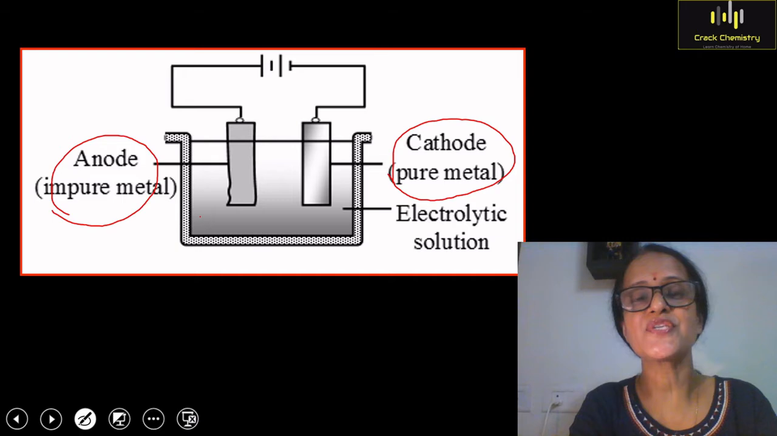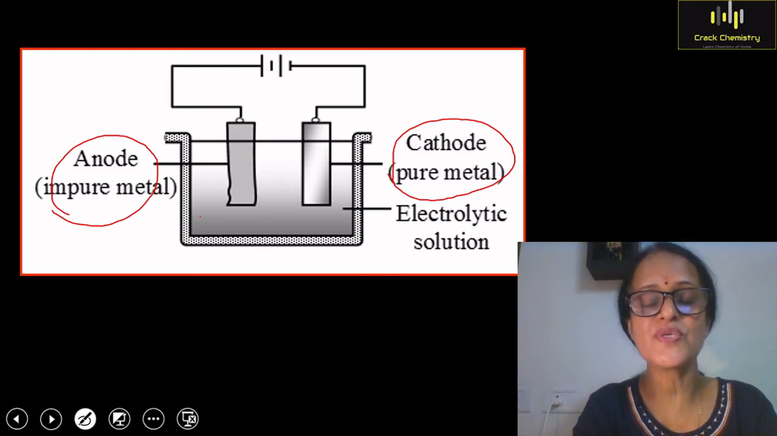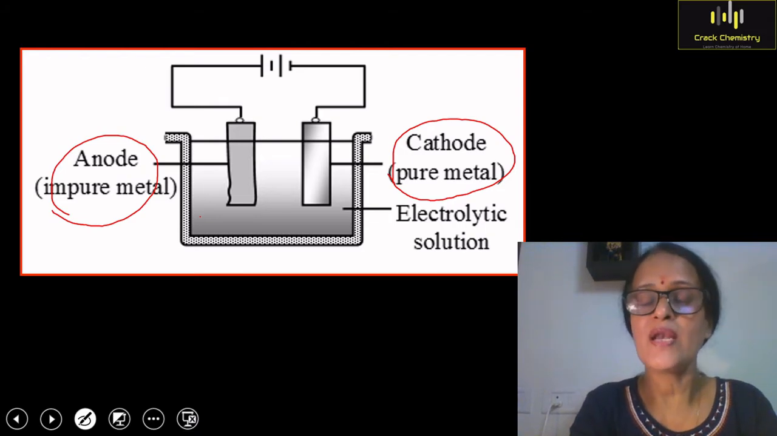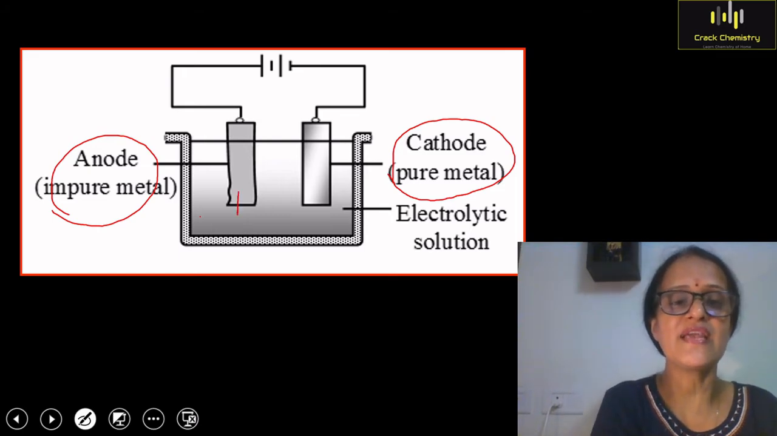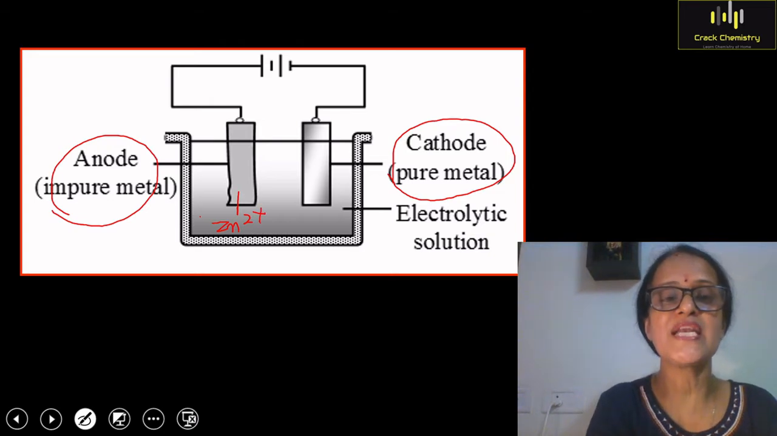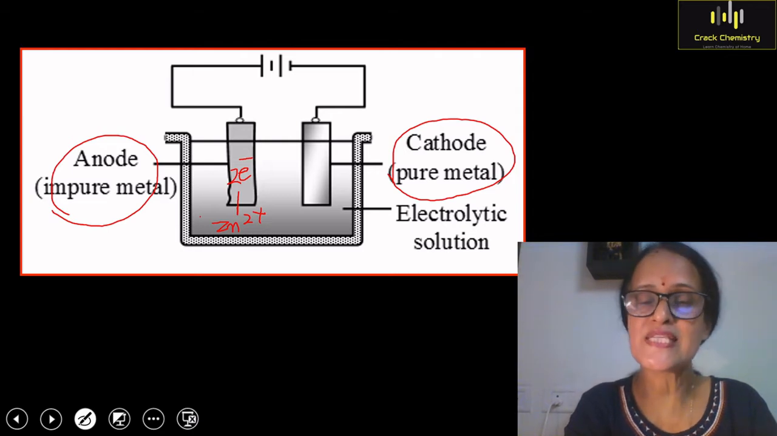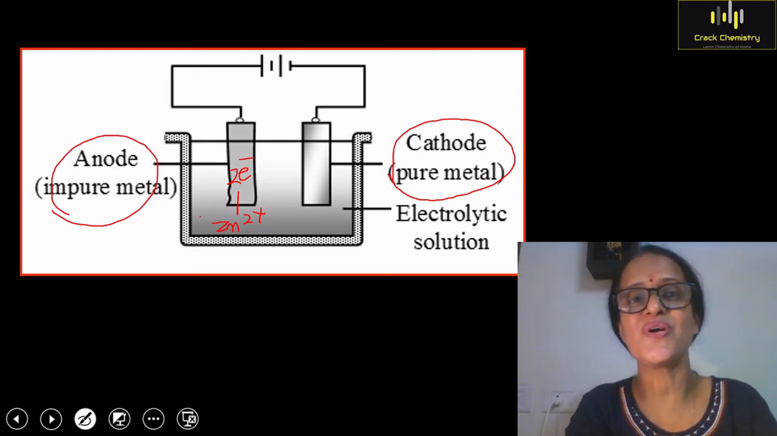Now let's see the reactions which are taking place at different electrodes. At anode, zinc from impure zinc rod will pass into the solution by losing 2 electrons, and zinc itself will convert into Zn2+ ions, and the electrons will be left behind on the zinc rod. So this process is called oxidation. Loss of electrons is called oxidation. So you can assume that zinc is continuously oxidizing into zinc ion and it's getting dissolved in the solution.